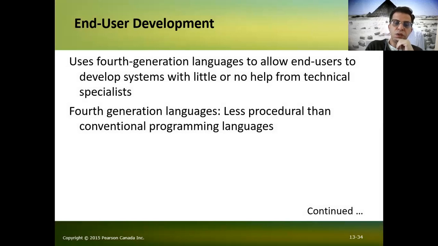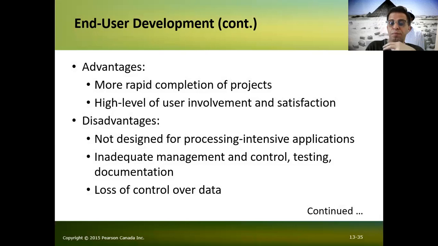Now, end user development uses a fourth generation language to allow end users to develop systems with little or no help from technical specialists. And we brought some examples of that. A fourth generation language uses fewer procedures than a conventional programming language. The advantage is more rapid completion of projects, and a high level of user involvement and satisfaction. Users will be involved so much, and then they will see the result. The disadvantage is that it is not designed for process-intensive applications, and it has inadequate management and control, testing, and documentation. There is almost none, and there is loss of control over data.